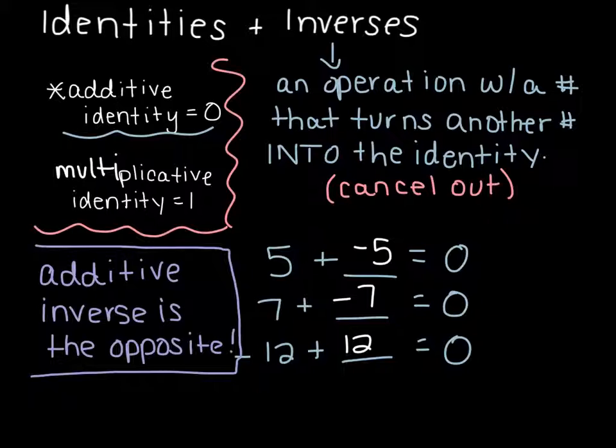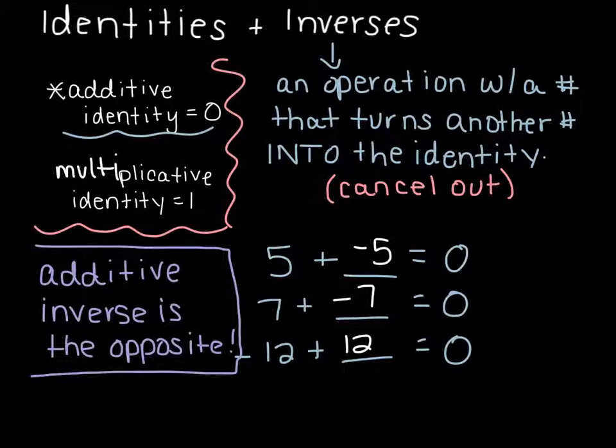So when I'm talking about an inverse and we're working with addition, an additive inverse is a number that turns a number into the identity, which is 0. And that's how you cancel a number out: you turn it into 0, and then once it's a 0, we don't care about it anymore because it doesn't change the value of anything.